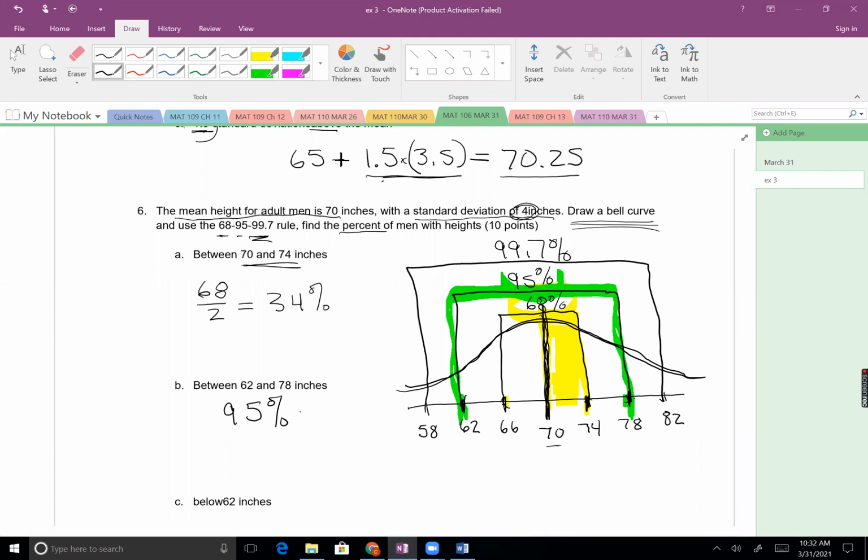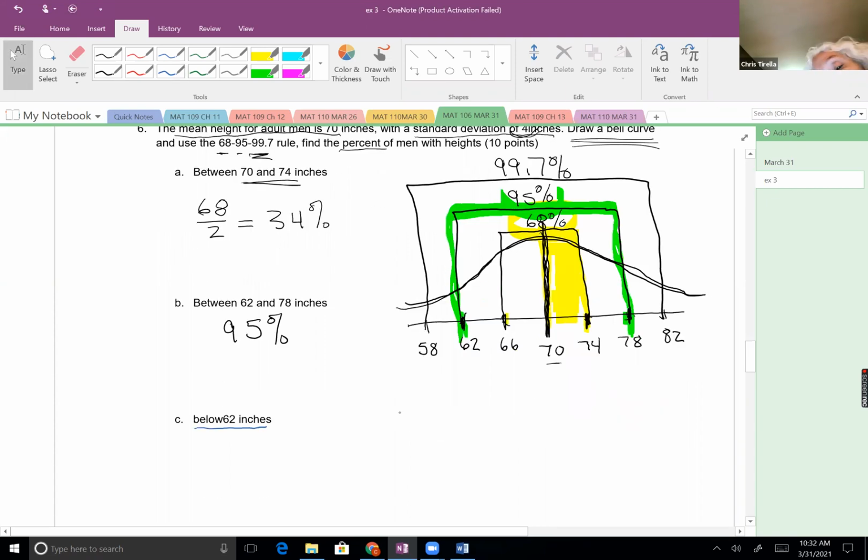That was easy. And now the last one asks me for the percent below 62 inches. Below 62 inches would be this region here. Remember, we had said if it either says above or below, we're looking at outside of the box. We're looking at the rest of the population.